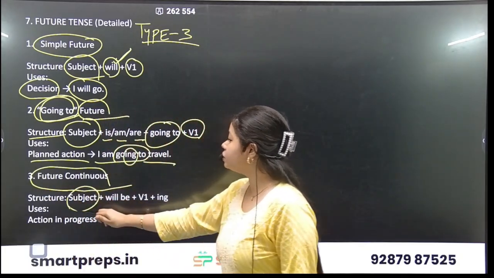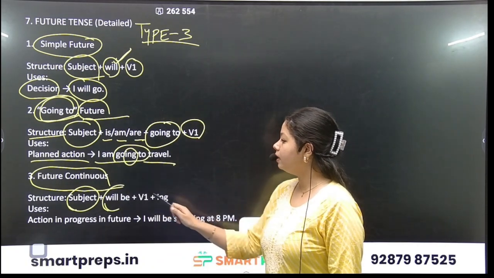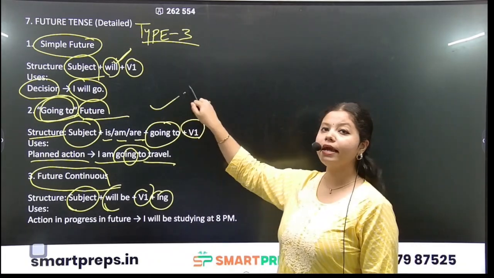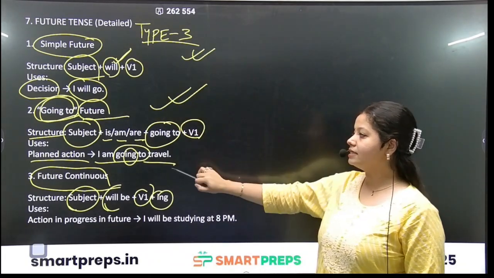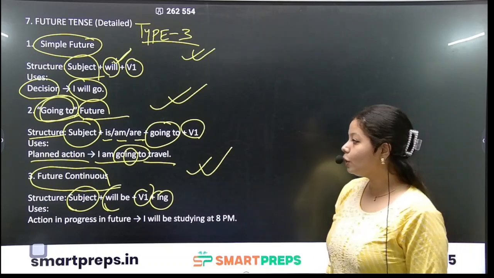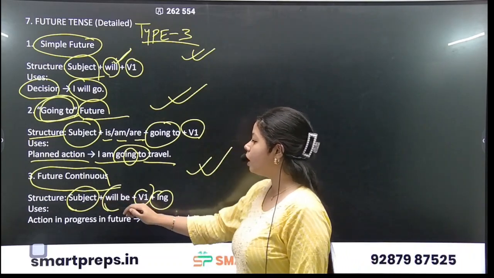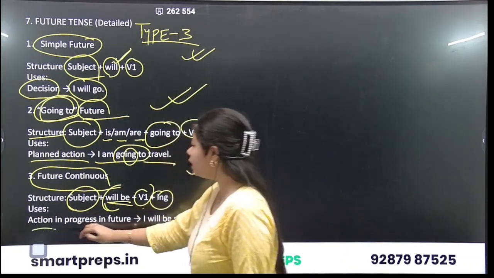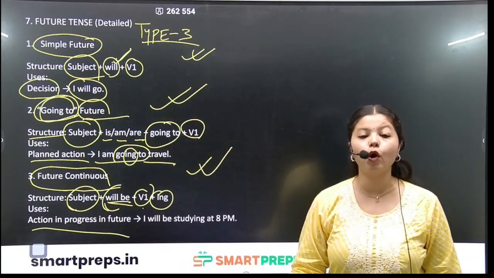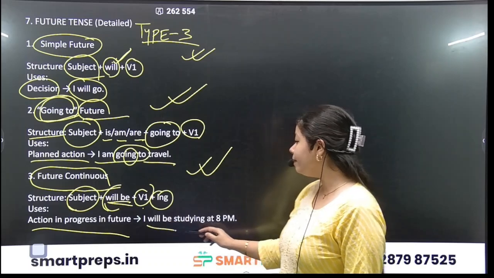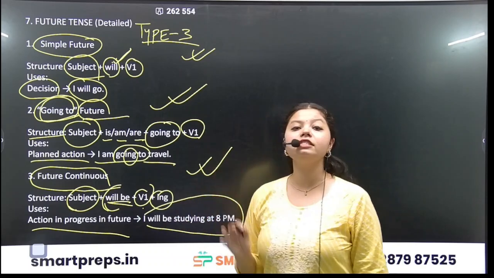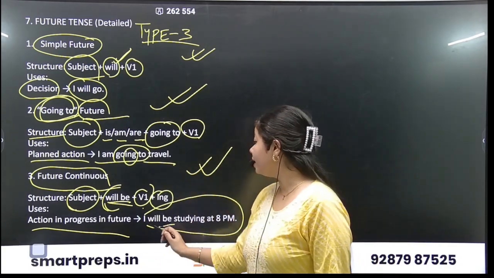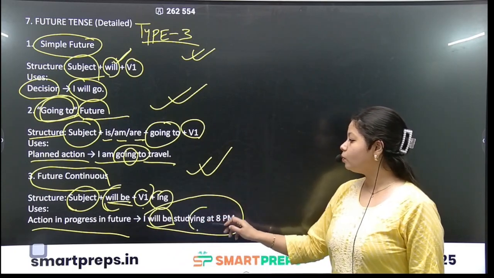So now next is future continuous. Structure is subject plus will be plus verb 1 and ing. Okay, this was going to in future action we are talking about. This was simple future and this is future continuous. So how will we use the structure? Subject plus will be, yes, will be in the future, then the verb and ing. Usage is what? Action in progress in future. The progress will be in future. I will be studying at 8 p.m. So I will continue the action at 8 p.m. So it is in future I'm talking about. So I will be is there. Yes, along with the verb, it is what? ing is there.